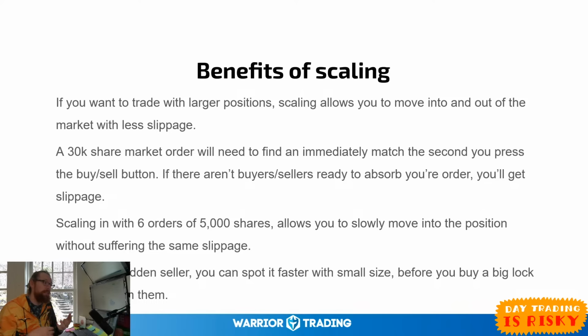it would allow you to move into the market a little bit more slowly. You'd be able to find matches. It's easier to see a 5,000 share match, and you wouldn't have the same level of slippage. And if there were a hidden seller, maybe a big hidden seller, an iceberg order, you'd be able to spot it faster with small size before you buy a big block of 30,000 shares from them.